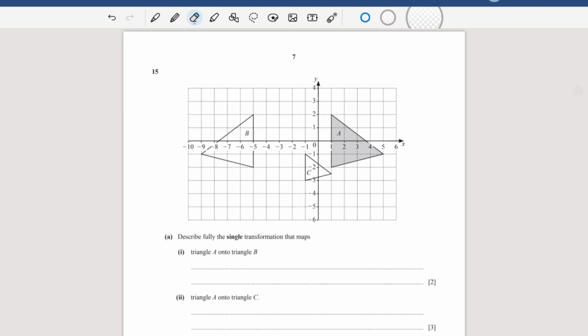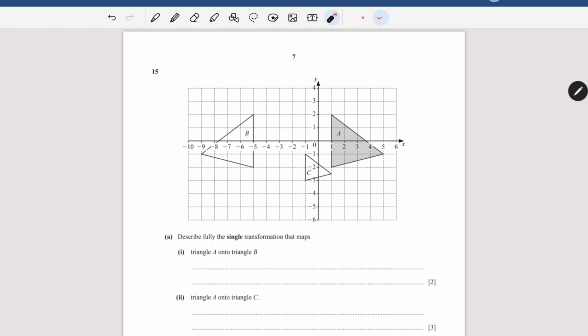Describe fully the single transformation that maps triangle A onto triangle B. Okay, so we have our triangle A over here, and then we have triangle B over here. So we need to see what is the transformation for both of these triangles. When you look at triangle A and B, you can see that the size of triangle A is actually similar to the size of triangle B.